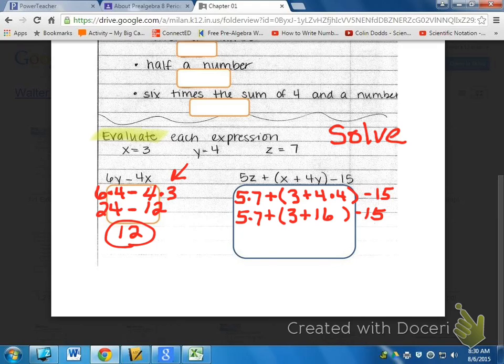Next. Then you would have to do 16 plus 3, which would be 19. Good. See how we just bring everything else along until we're ready to use it. Now what? Then you have to do 5 times 7, which would be 35. Good.